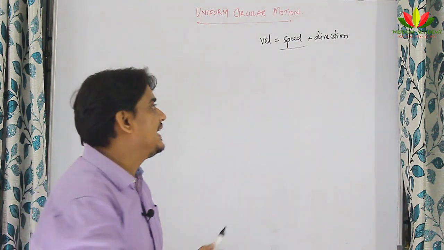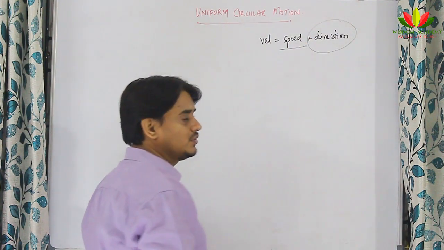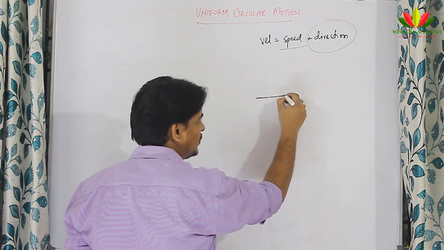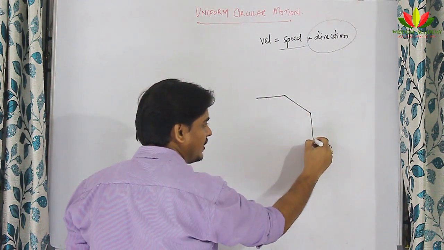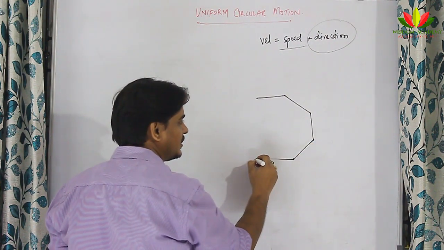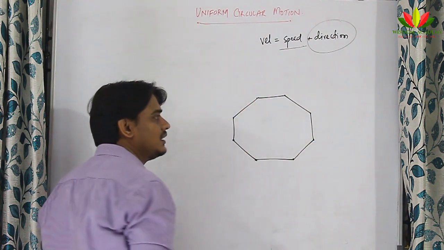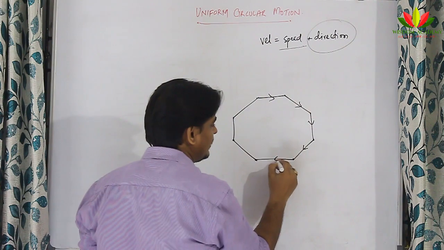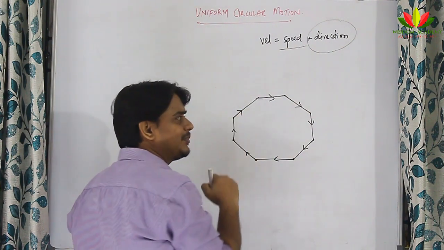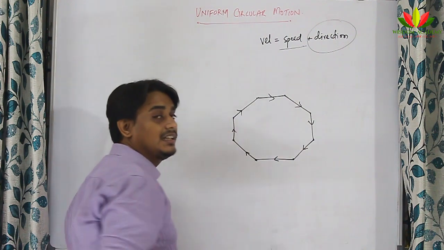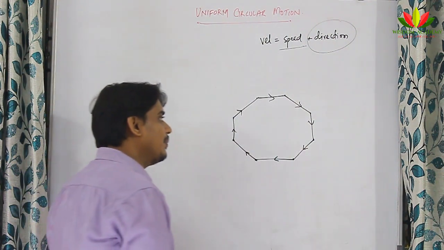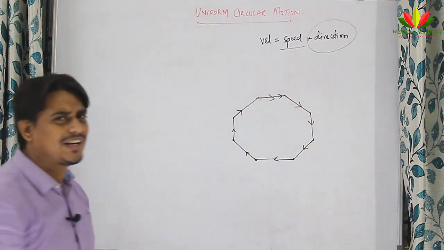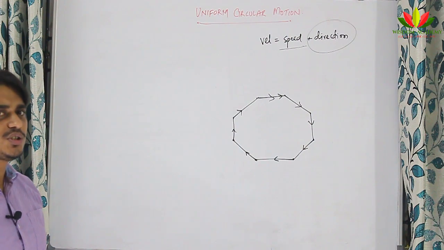Yeah, it is possible if the direction changes. So suppose a body is moving with 20 km per hour from here to here, from here to here, from here to here, like this. And in every stretch it has gone the same 20 km per hour. Now what has happened? The speed has not changed, but the direction is changing every time, like this, then this, then this. So can I say it is a uniform motion?